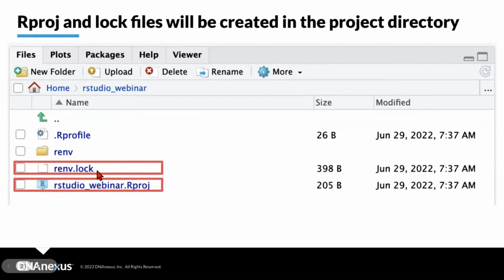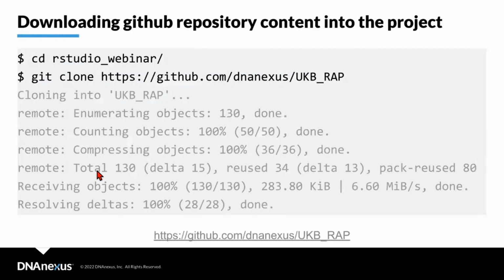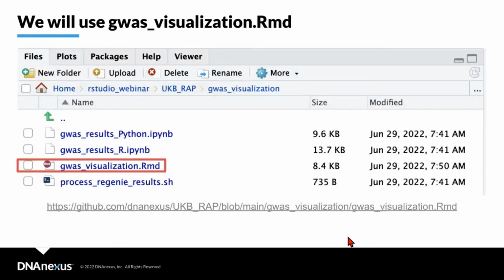After you make a snapshot, as I mentioned before, the lock file will have the whole state of the R libraries that you installed inside your RStudio project. Here I'll show you how you can download the GitHub repository content, work with it, and analyze some data. In case you haven't seen any of our webinars before, we have our DNAnexus community GitHub, which is UKB_RAP. After the webinar, you will see the slides, so you can click on the links and look through the repository, because there is a lot of interesting code that we have already published for RStudio and not only.